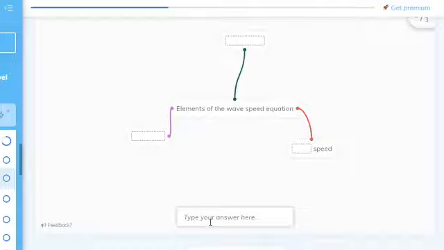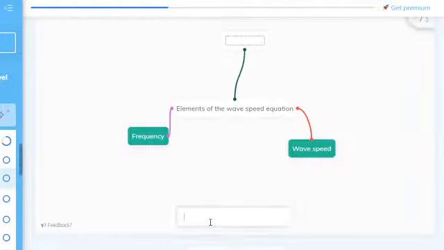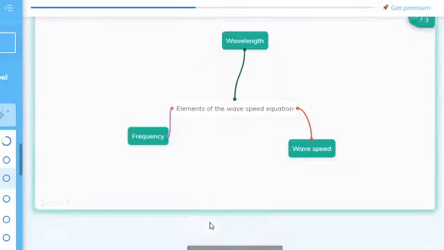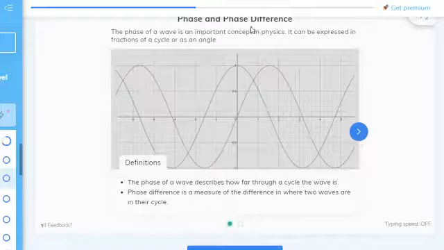So the elements are wave speed, frequency, and wavelength. Simple. So, phase and phase difference. The phase of a wave is an important concept in physics. It can be expressed in fractions of cycles or as an angle.